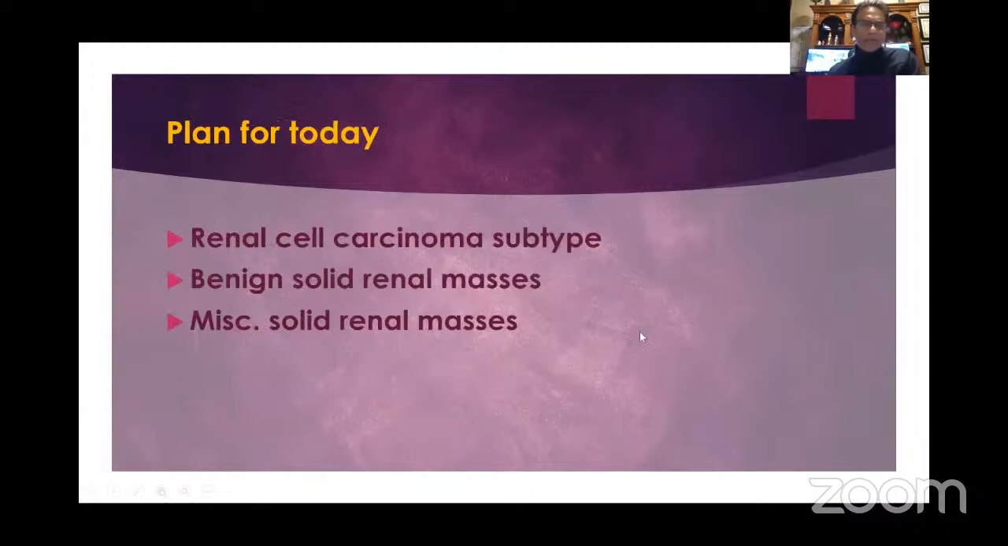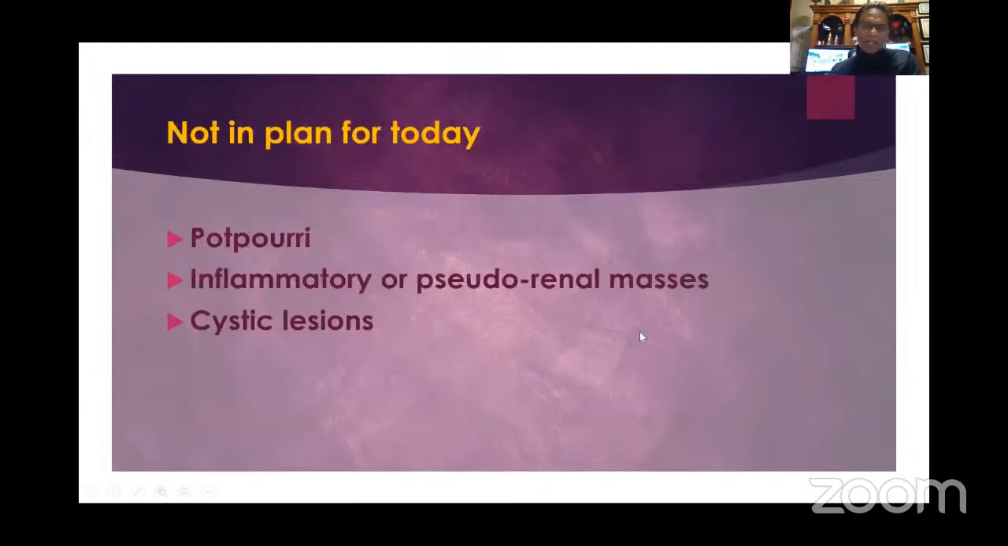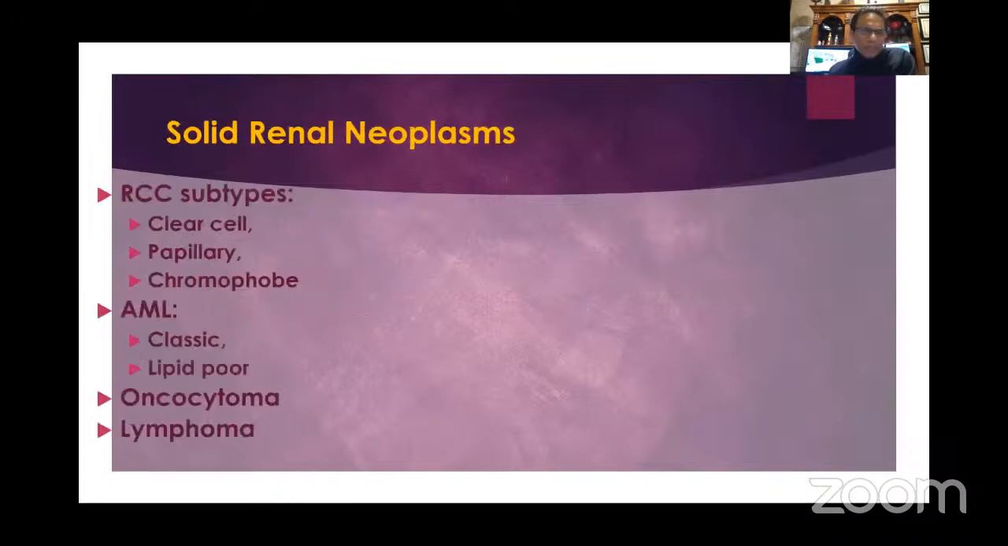The plan for today would be to talk about different types of tumors, and how we can characterize those with MRI. I'm not going to discuss a potpourri of all renal masses. I'm not going to talk about inflammatory or pseudorenal masses or cystic lesions. We are going to briefly talk about renal cell carcinomas and their subtypes, some typical and atypical AMLs, oncocytomas, and other tumors.